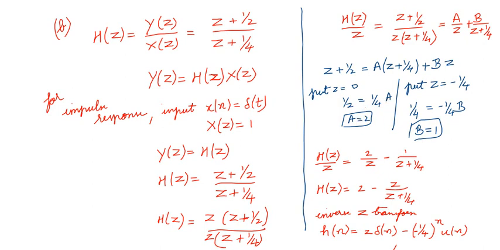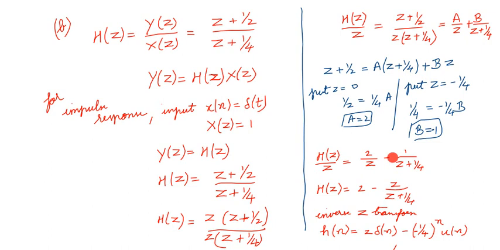Next, to find B, I have to cancel the A term. So in place of z, I am putting minus 1 by 4. Minus 1 by 4 plus 1 by 4 becomes 0, so 0 into A is 0. So B into minus 1 by 4, in place of z I am putting minus 1 by 4, and minus 1 by 4 plus 1 by 2 is plus 1 by 4. So B is equal to, I think I made a mistake here. B is minus 1. Right, B is minus 1.